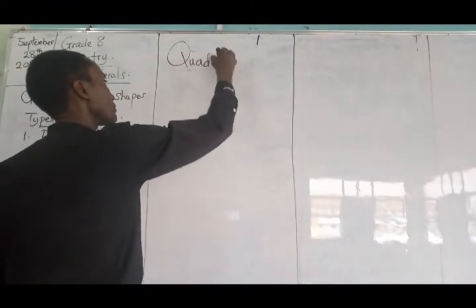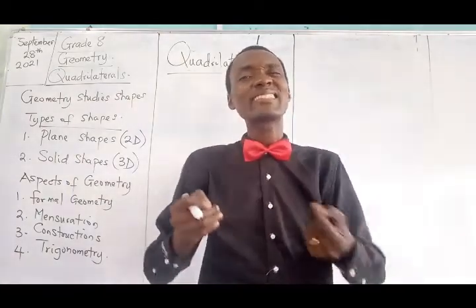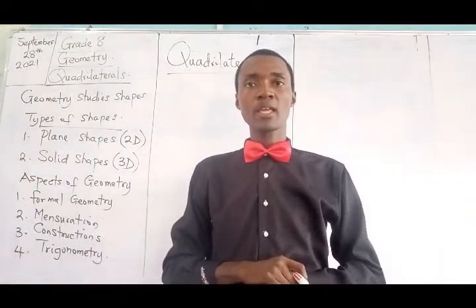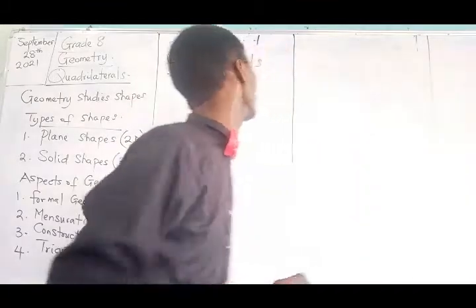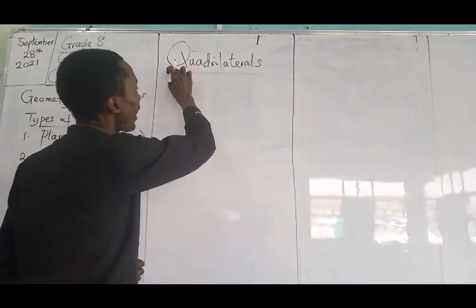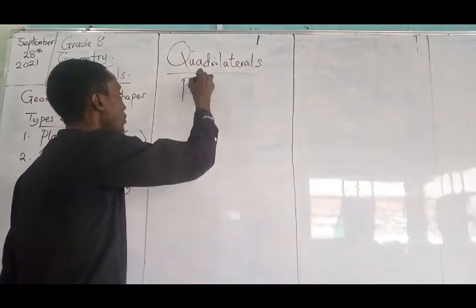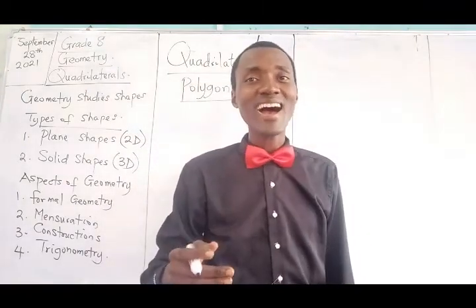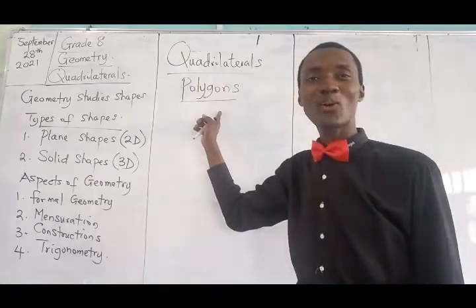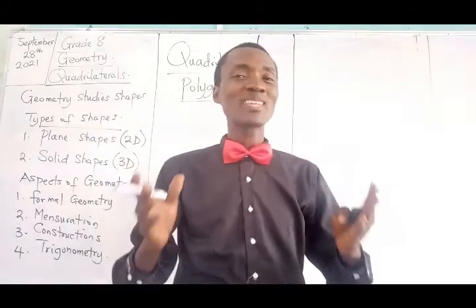Now, today we are concerned with quadrilaterals. A quadrilateral is a type of plane shape. Now, look at this. When we talk about plane shapes, one big family comes to mind, and that family is called polygons. A quadrilateral is a member of the family called polygons.